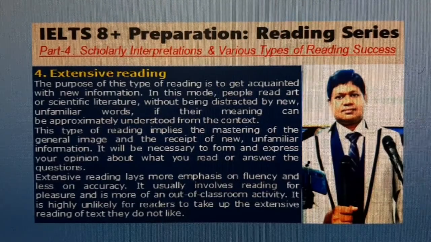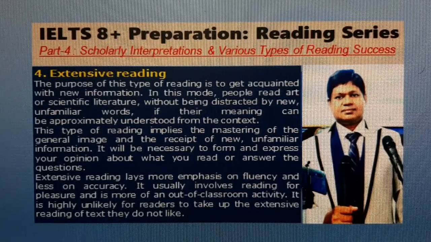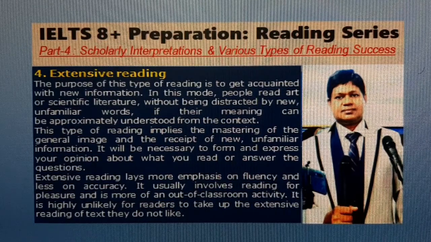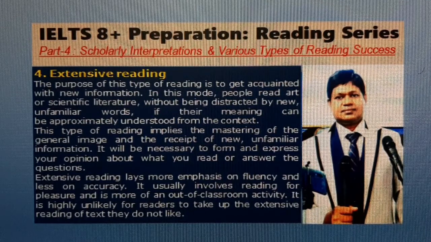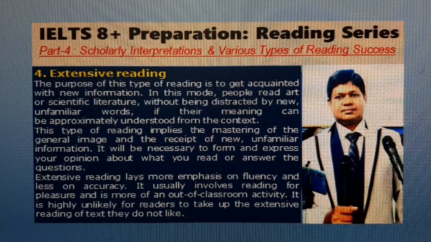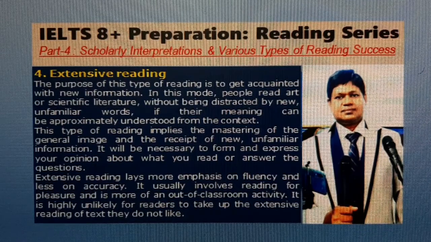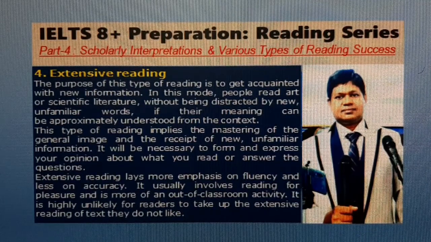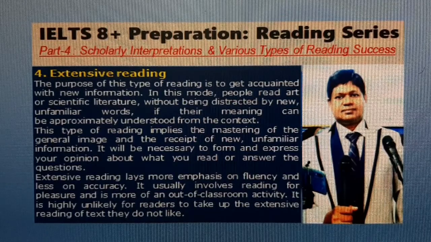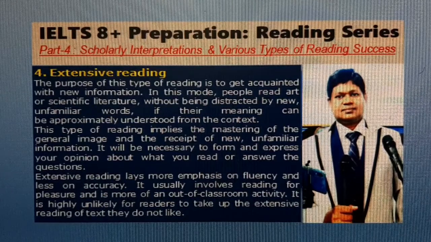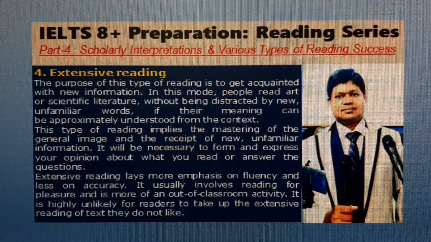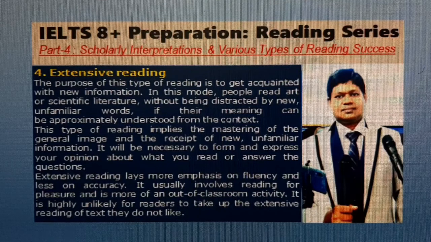Number 4, extensive reading. The purpose of this type of reading is to get acquainted with new information. In this mode, people read art or scientific literature without being distracted by new unfamiliar words if their meaning cannot be approximately understood from the context. This type of reading implies the mastering of the general image and the receipt of new unfamiliar information.